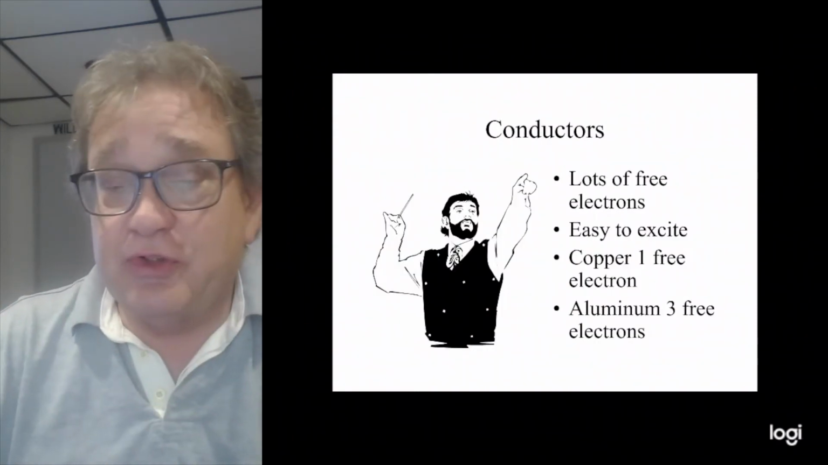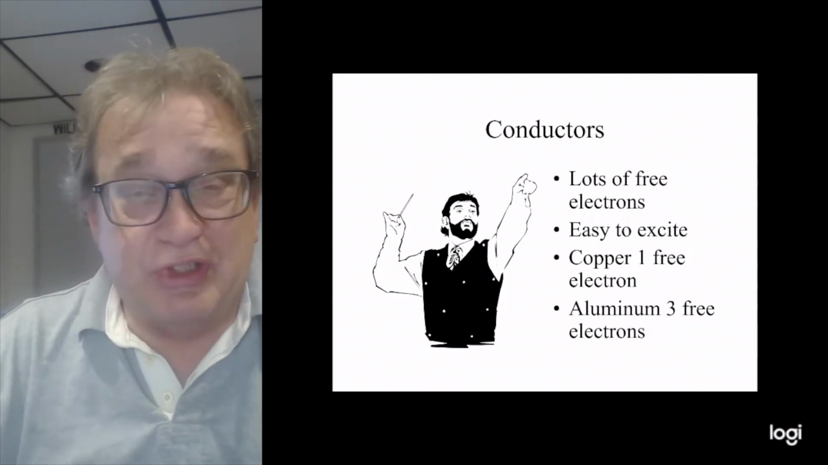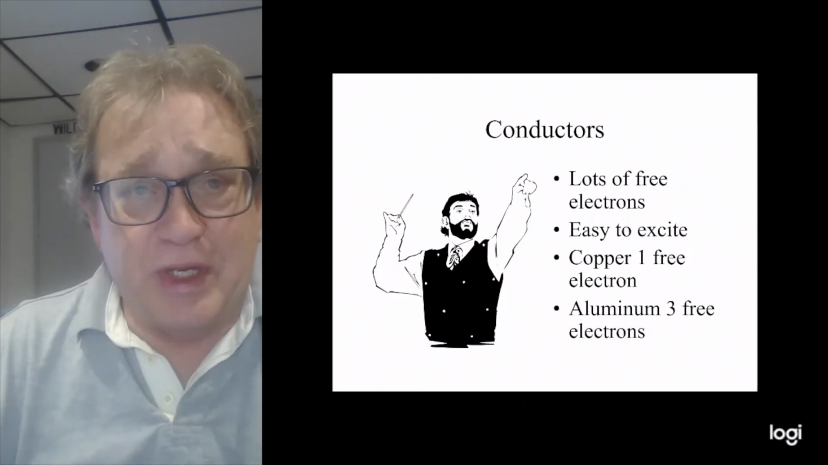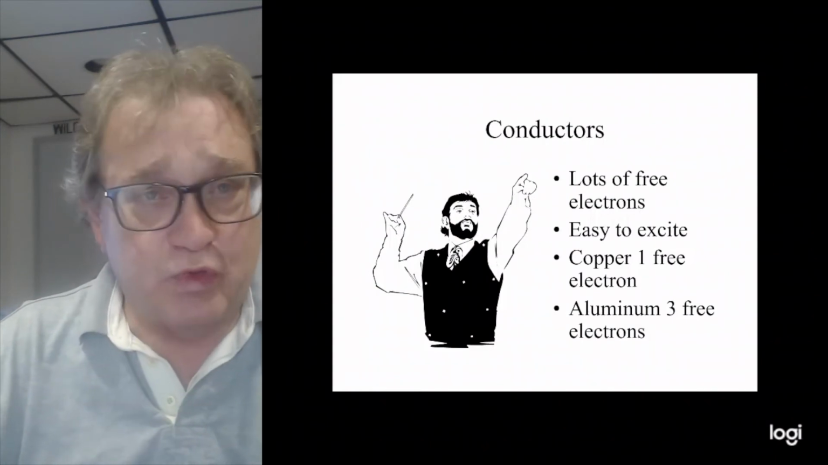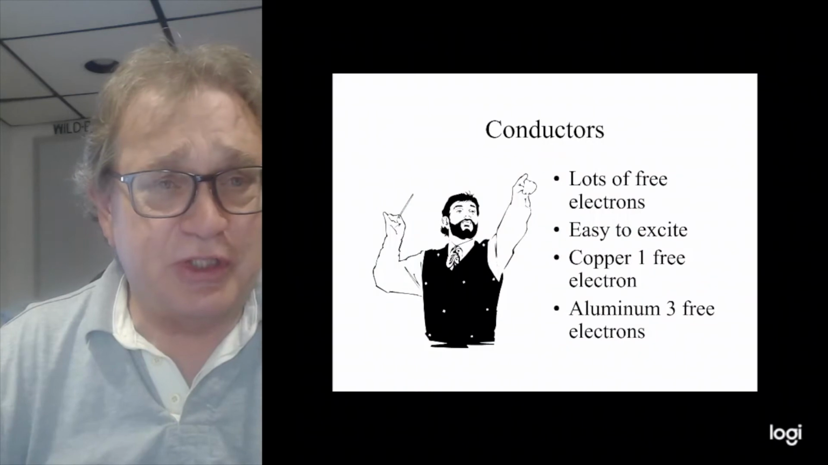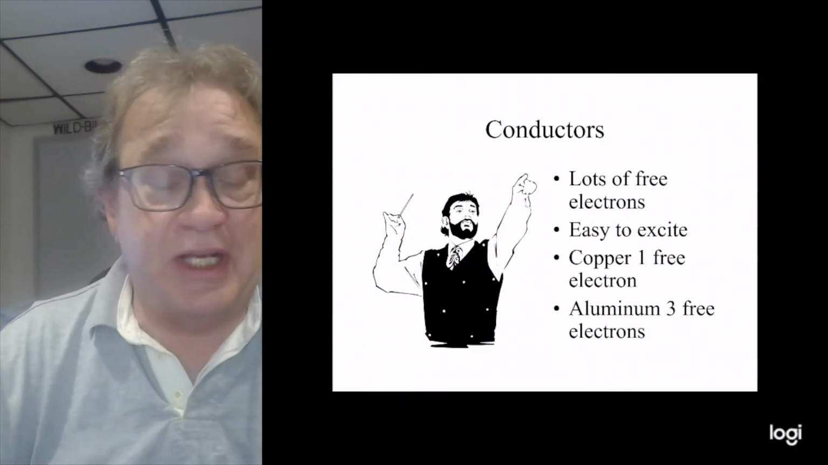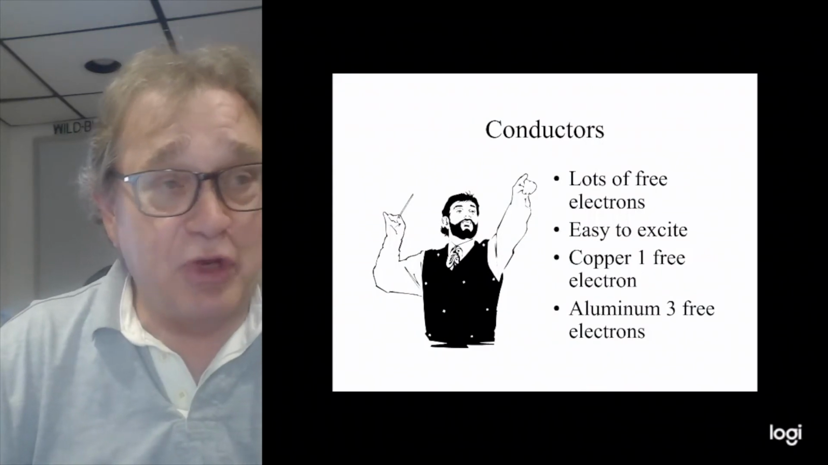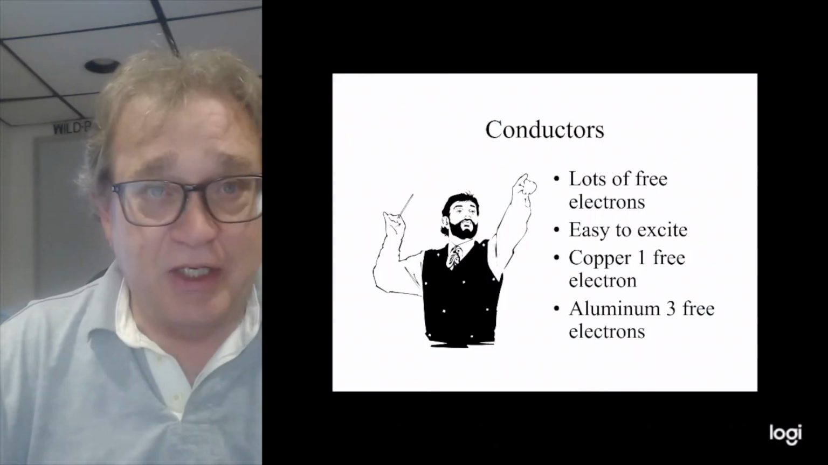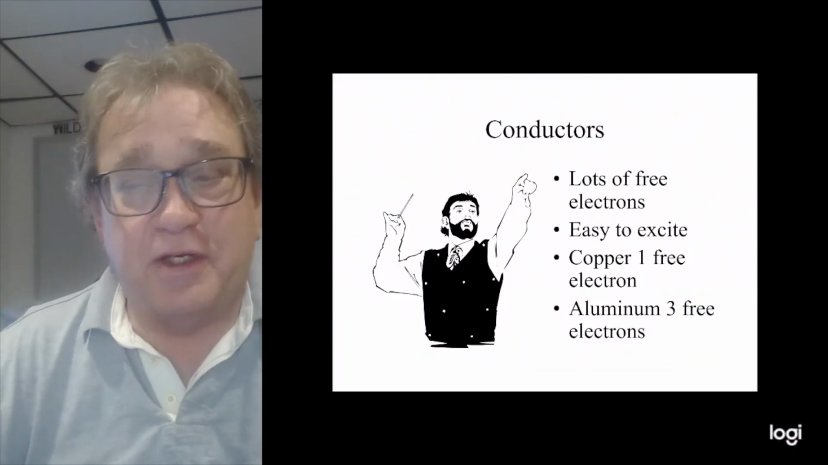Then we have the conductors, and that's the wires themselves. Now, these have lots of free electrons. They're easy to excite. We can easily move electricity through them. What can we move electricity through? Well, copper works, aluminum, virtually anything. Given a high enough pressure or voltage behind it, we can move through a conductor.